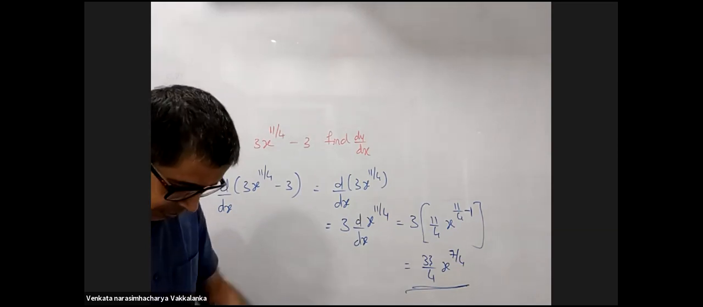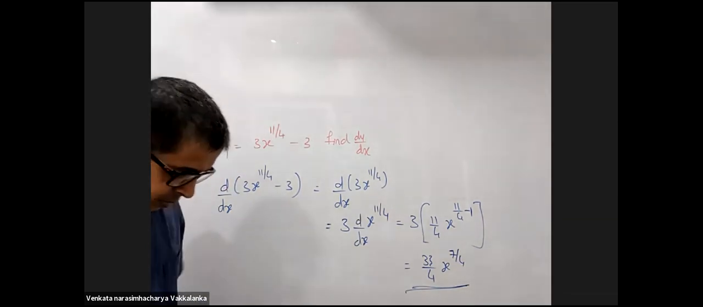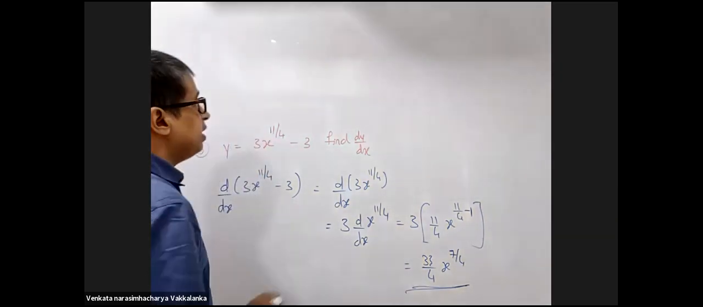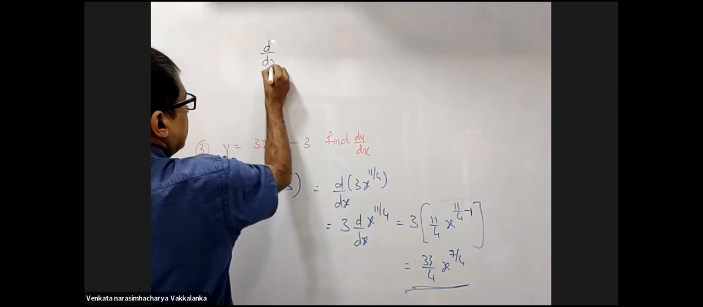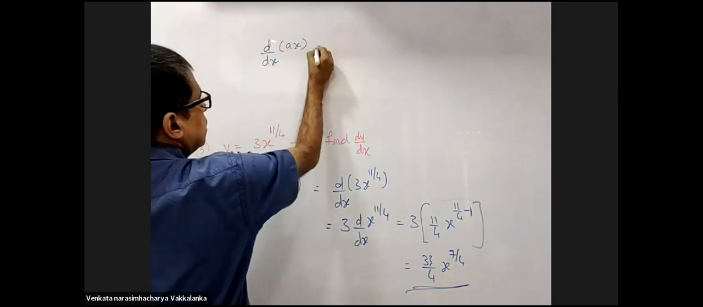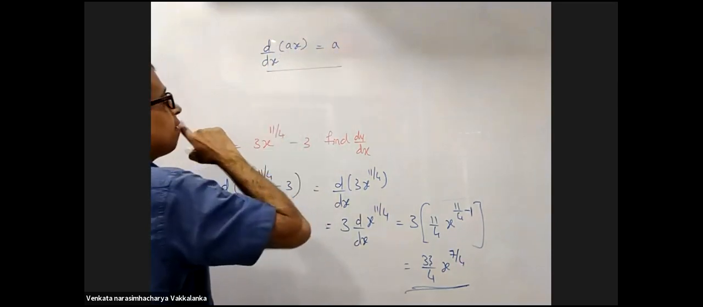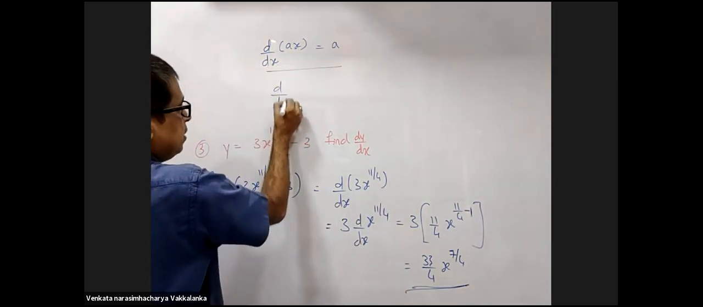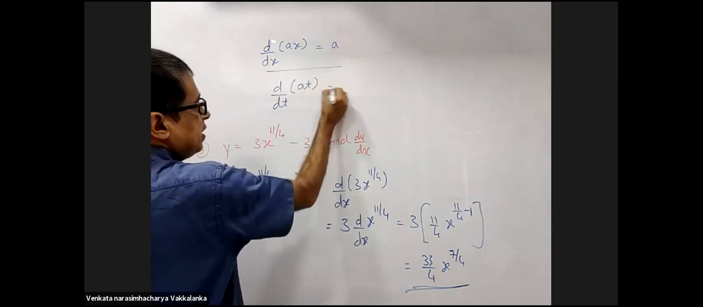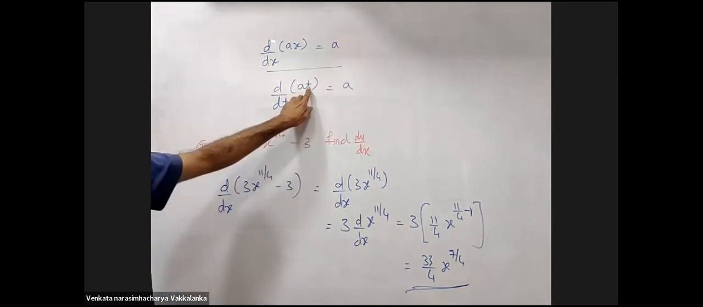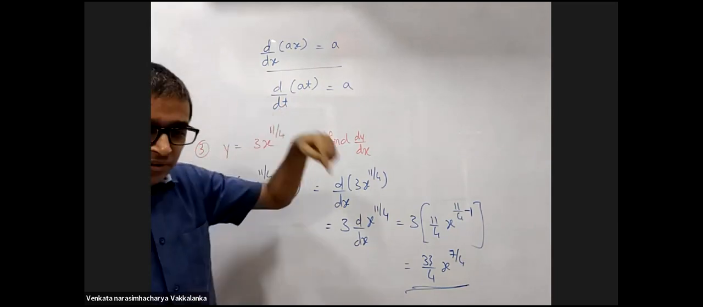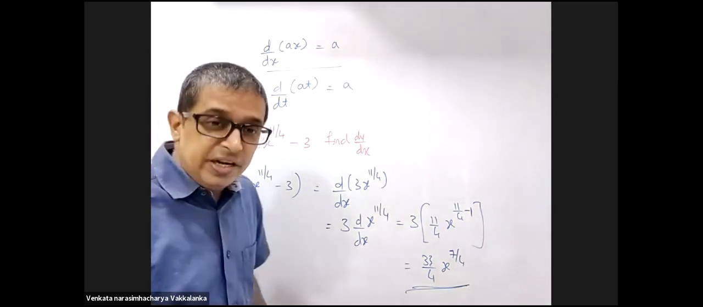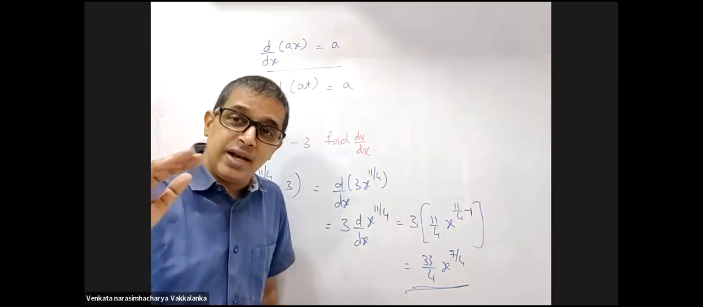Sir, is differentiation of ax always a? Yes, if it is with respect to x. d by dx of ax is a, if a is a constant and you are differentiating with respect to x. d by dt of at is a. Whatever variable you have, you differentiate with respect to that variable only. What if it is a different variable? We'll come to that in the next lecture.